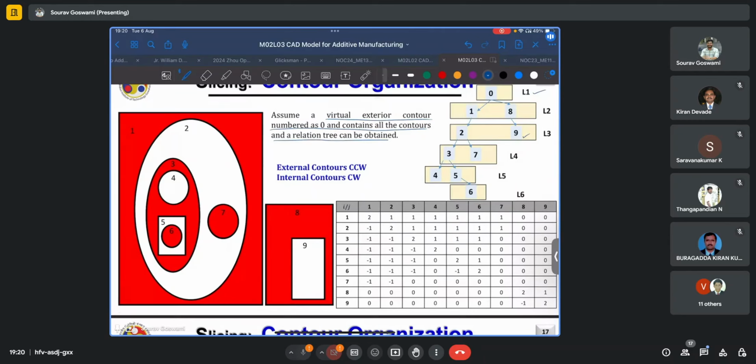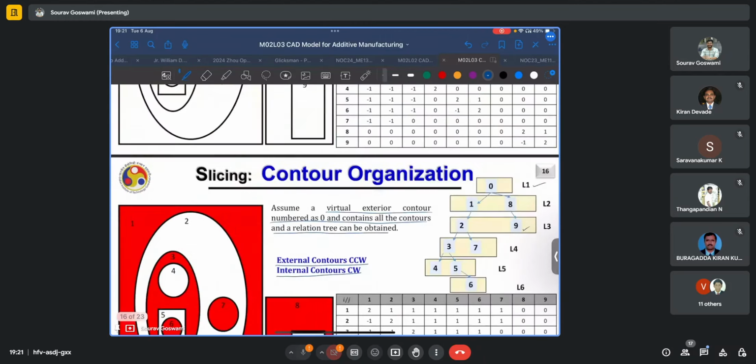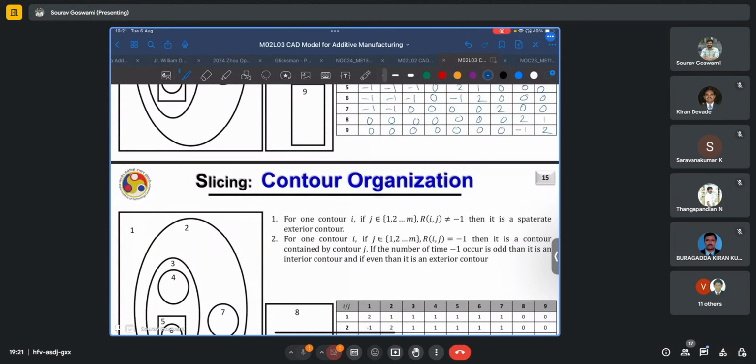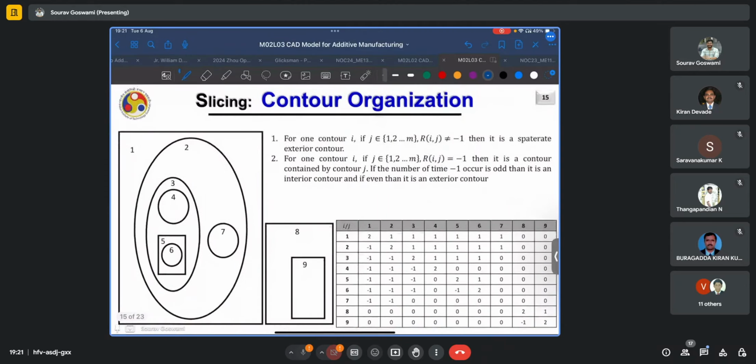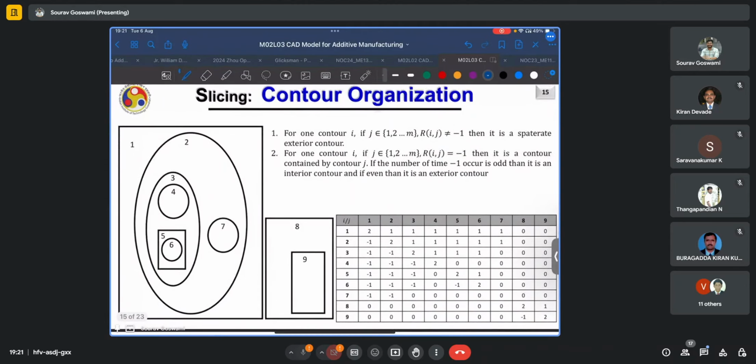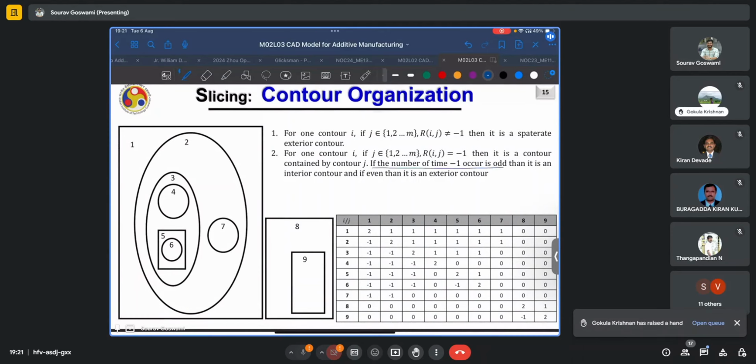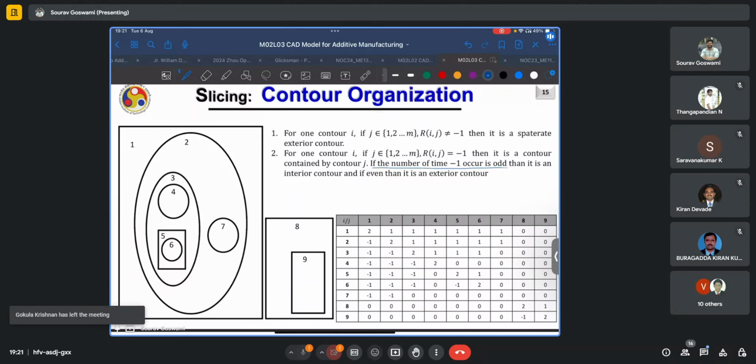And the way we go about is all external contours are traversed in a counterclockwise direction, and all internal contours are traversed in a clockwise direction. How do we determine which is external and internal? If the number of times -1 occurs in this relationship matrix is odd, then it is an interior contour, and if it is even, then the contour is exterior.